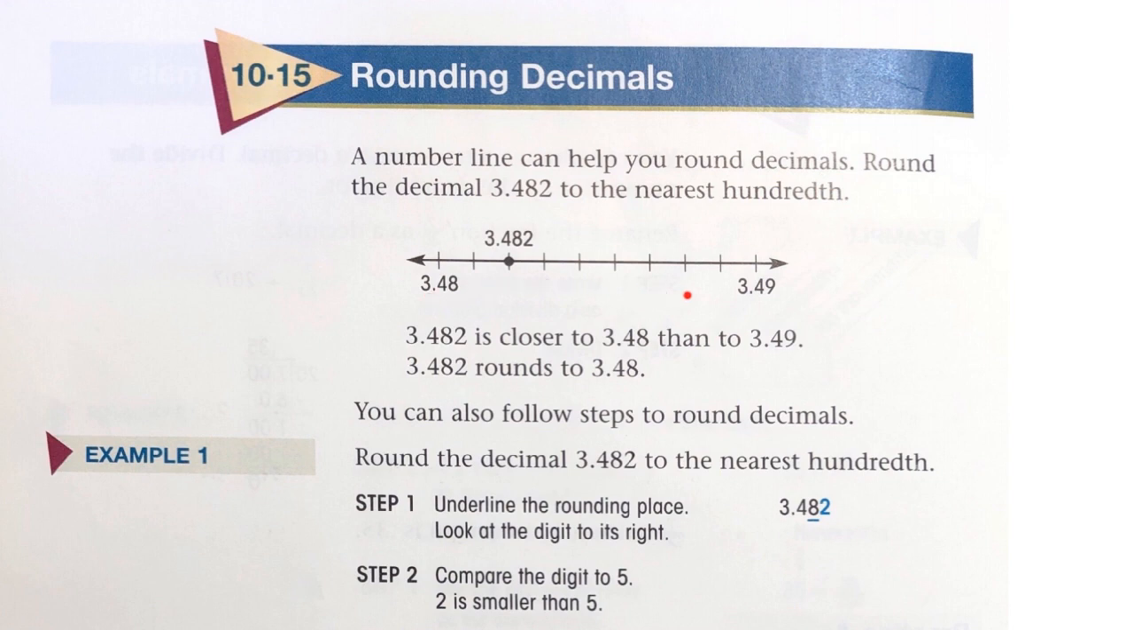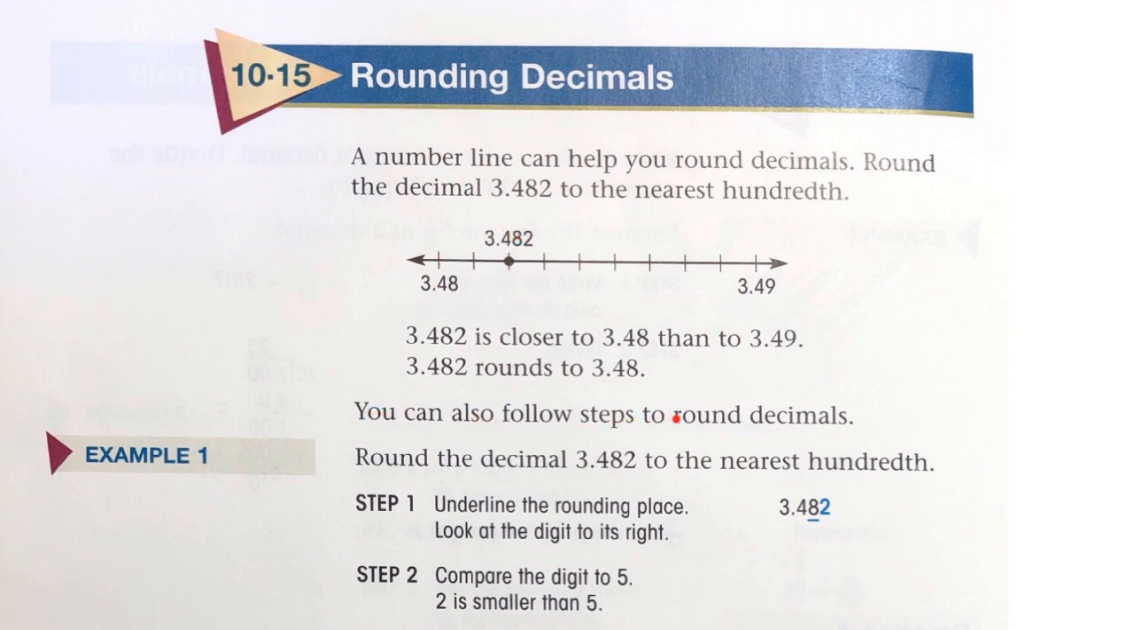So if we had a number line, 3 and 482 thousandths would be right here on the number line, in between 3 and 48 hundredths and 3 and 49 hundredths. 3 and 482 thousandths is closer to 3 and 48 hundredths than it is to 3 and 49 hundredths. And we can see how close it is on the number line right here.